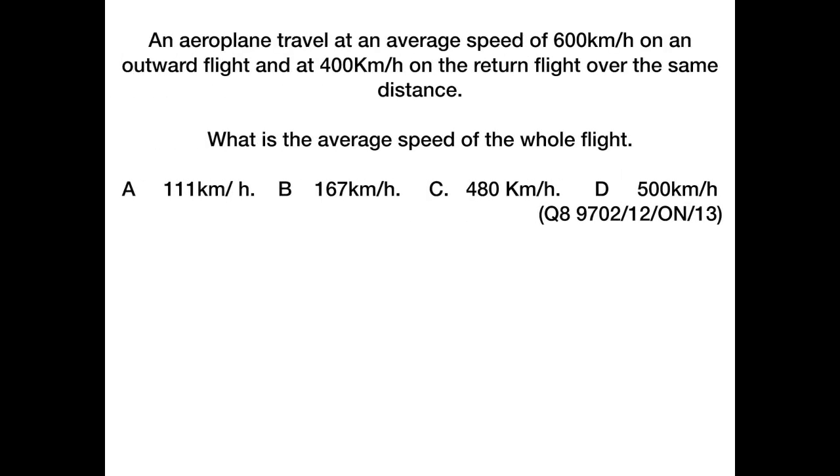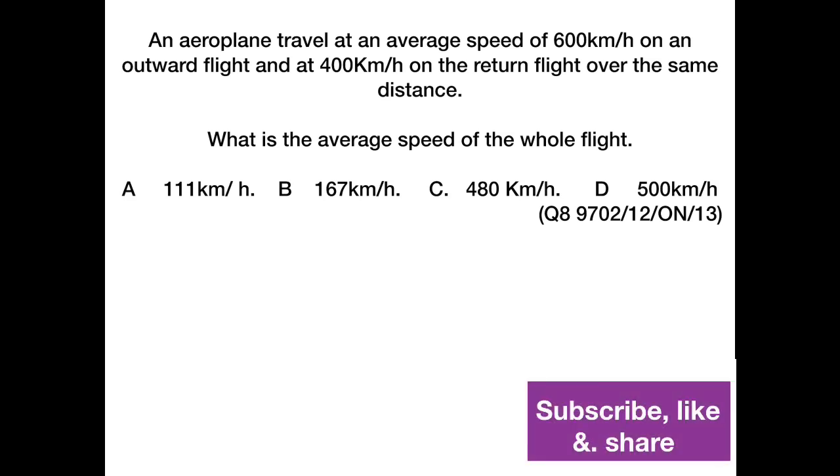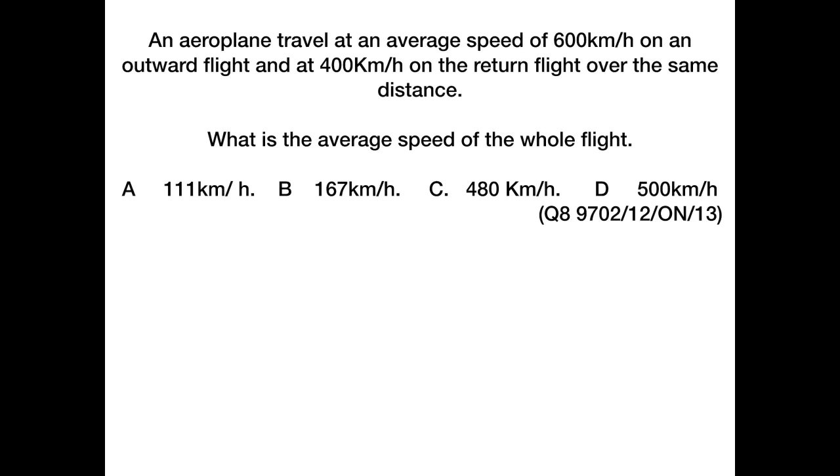So say the distance covered by the airplane when it was going outward was s, and the airplane when it was coming back covered the same distance. So we can represent the distance for ourselves. What we do not have is the time. We don't know in how much time the airplane went from one city to the other on the outward flight, and we also don't know how much time it took when it was returning to the first position.